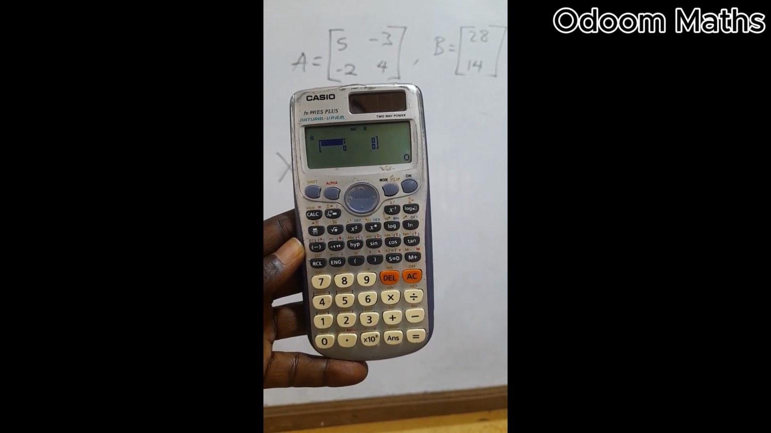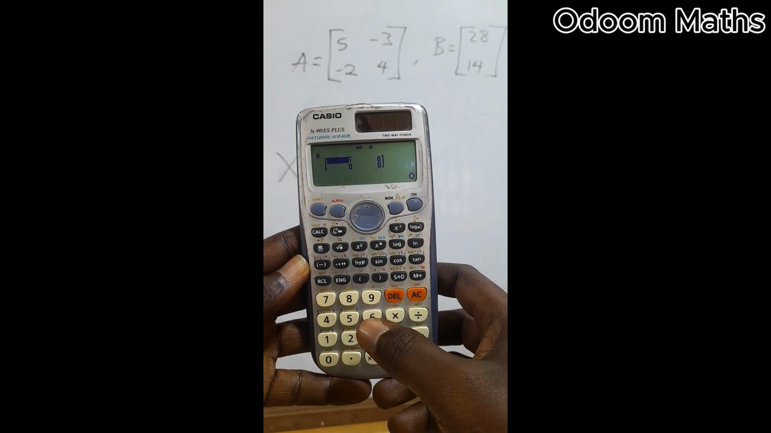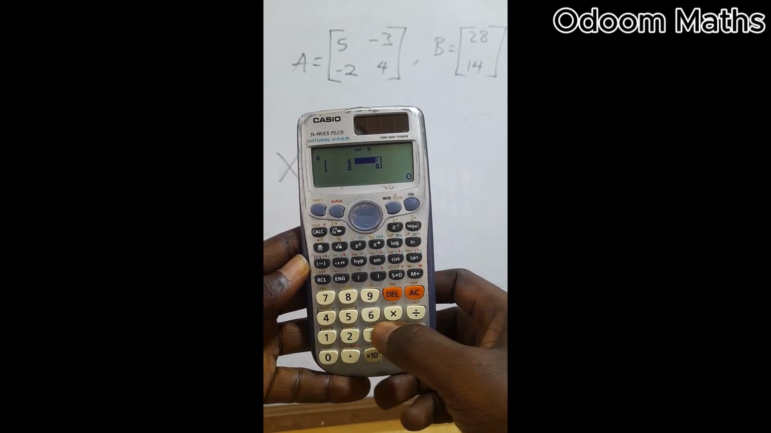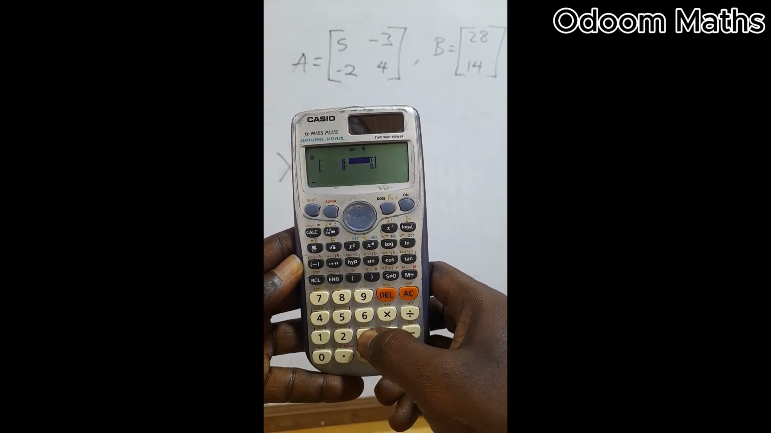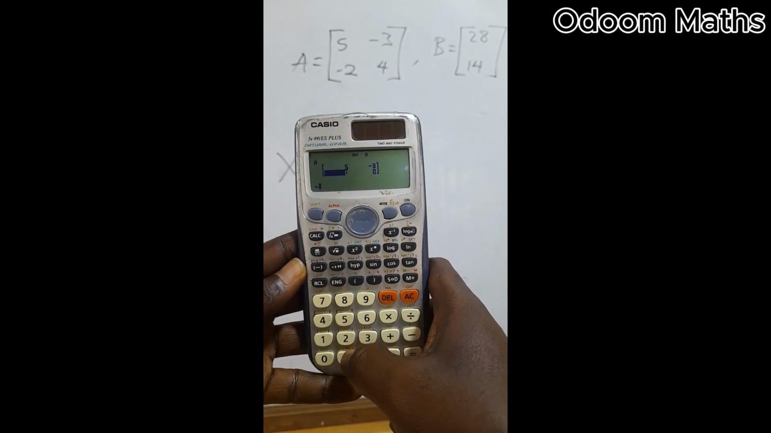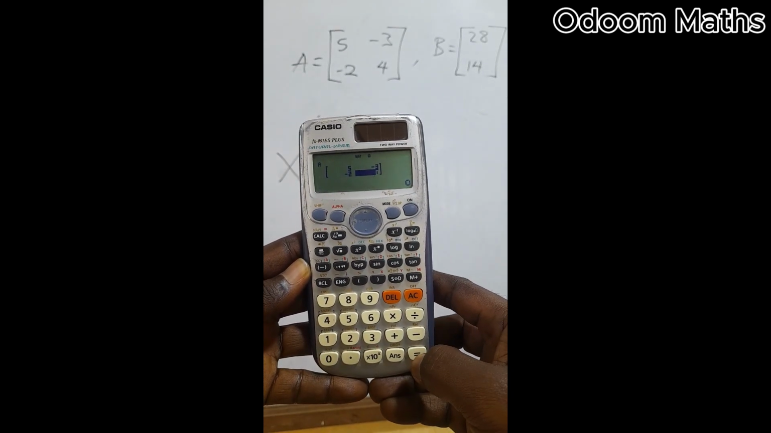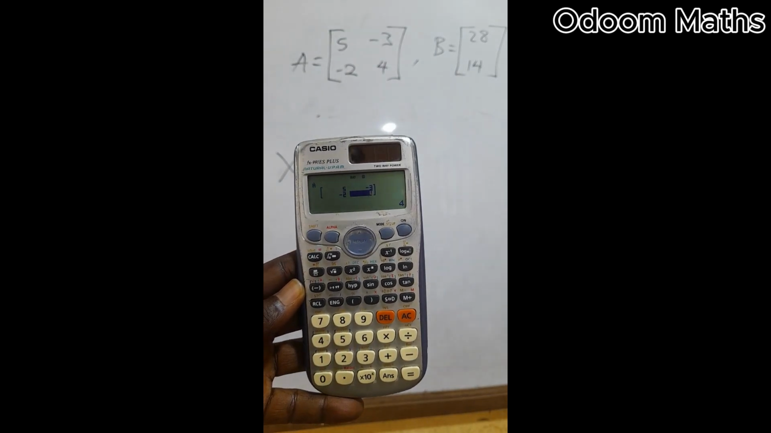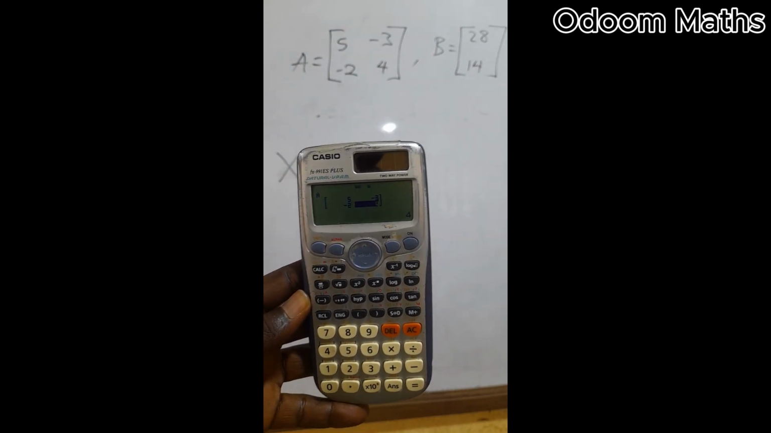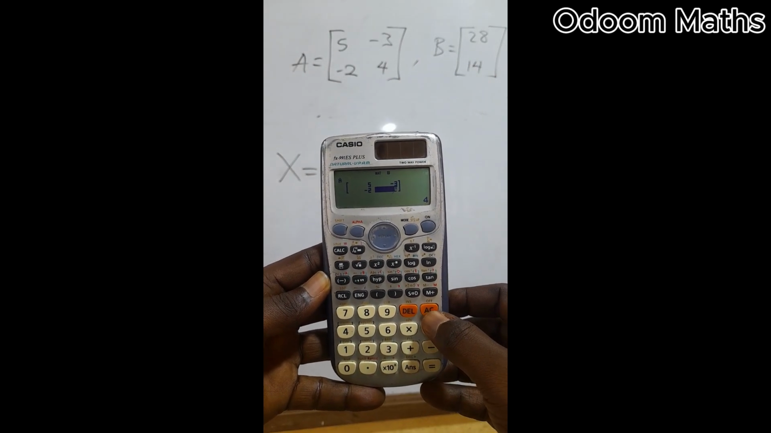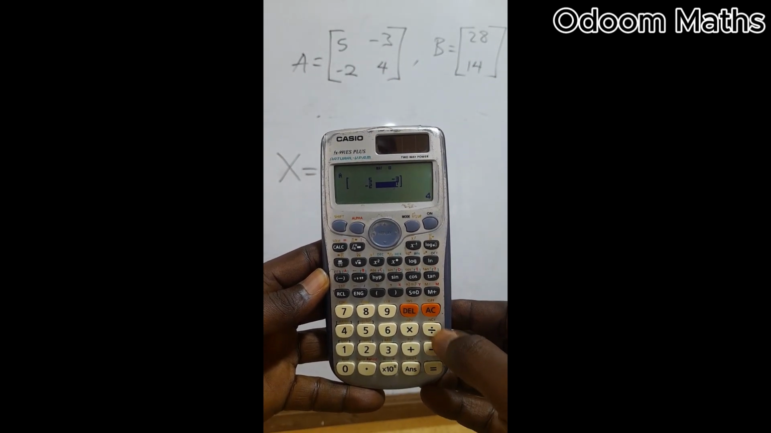Then we need to do the entries. So we have 5, then we press the equal to sign, then negative 3, then we press the equal to sign, then negative 2, we press the equal to sign, 4, then we press the equal to sign. Okay, so we've entered the elements of matrix A. So now we press AC.